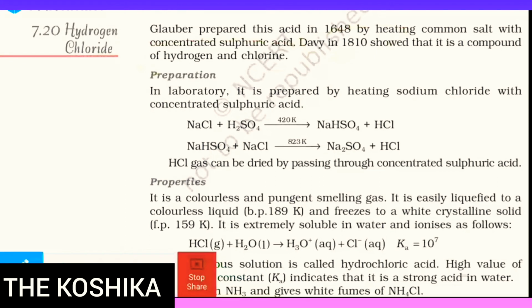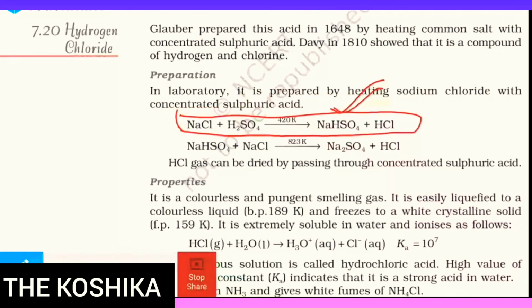प्रिपरेशन की बात करते हैं तो in laboratory it is prepared by the heating of sodium chloride with concentrated sulfuric acid, that is NaCl plus H2SO4 at 420 Kelvin. It gives you NaHSO4 plus HCl. So what is the product? We actually want HCl. So this is our product.